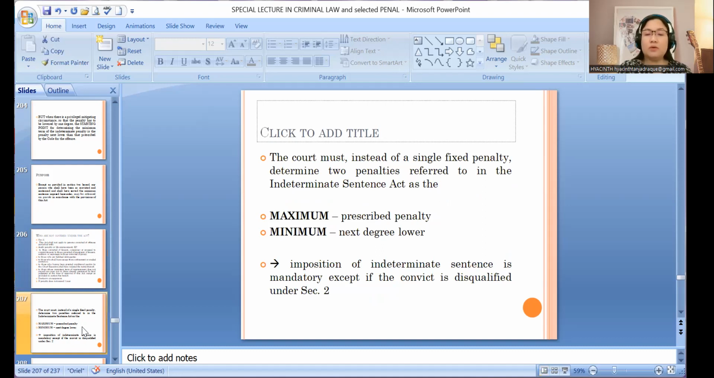Okay, so imposition, mandatory. The court must, instead of a single fixed penalty, determine 2 penalties referred to in the Indeterminate Sentence Law, and we are referring to the maximum of the indeterminate penalty, which is the prescribed penalty of the offense to which the accused is found liable for, and the minimum, which is the next degree lower of the prescribed penalty.